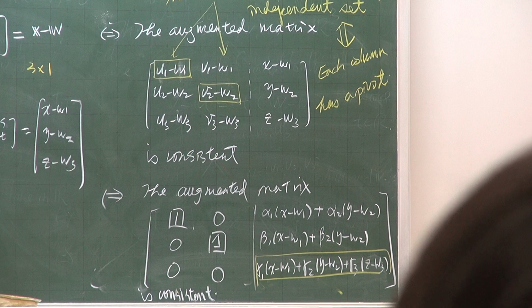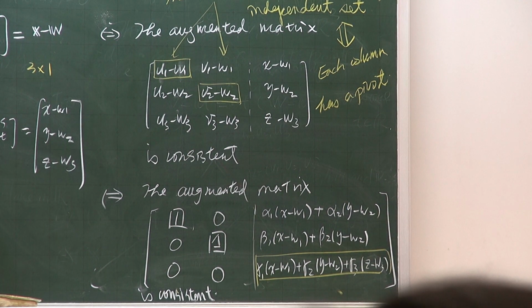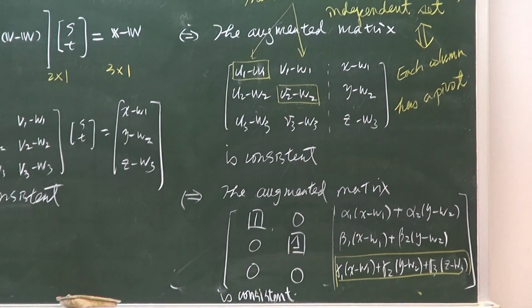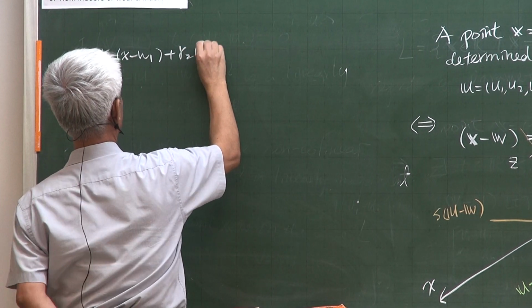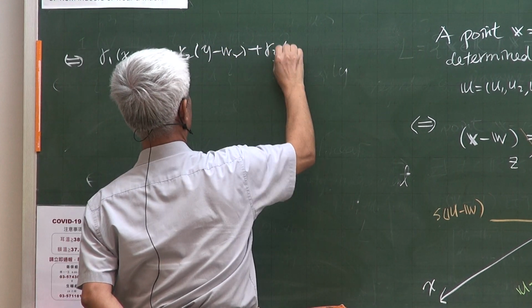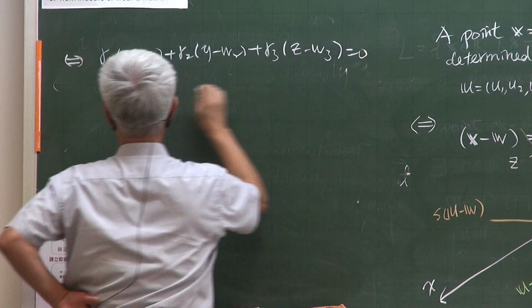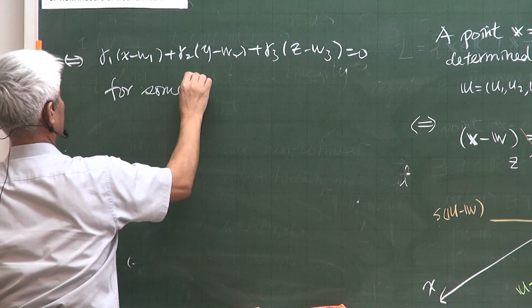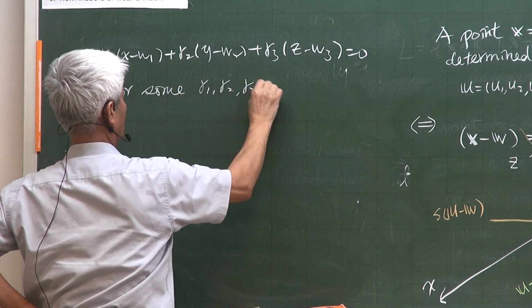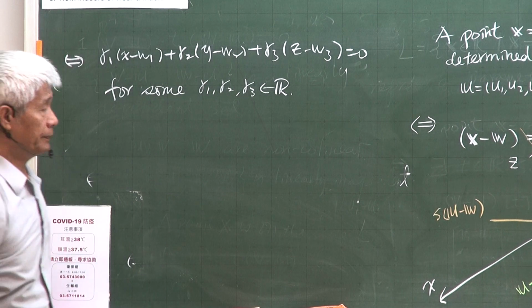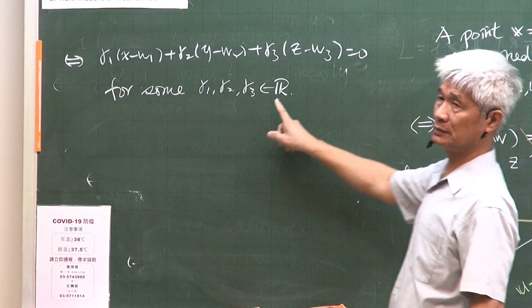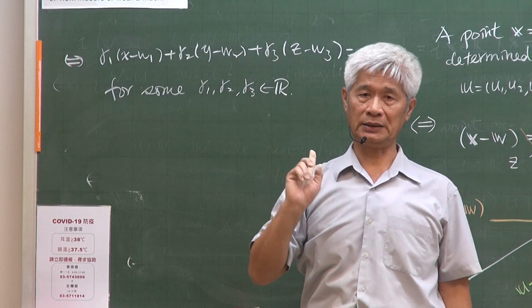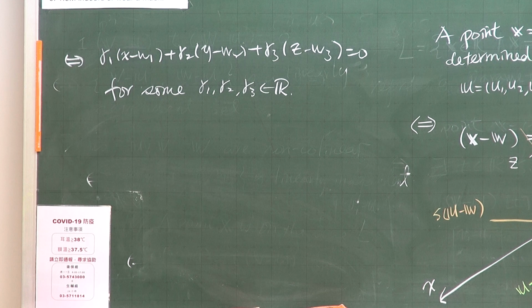All right. So finally, gamma 1 x plus gamma 2 y plus gamma 3 z for some gamma 1, gamma 2, gamma 3. So a plane in the three-dimensional Euclidean space can be described by just one linear equation.